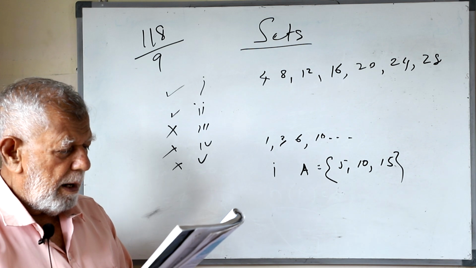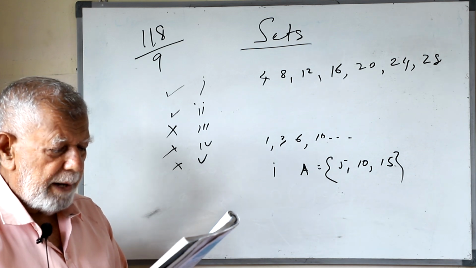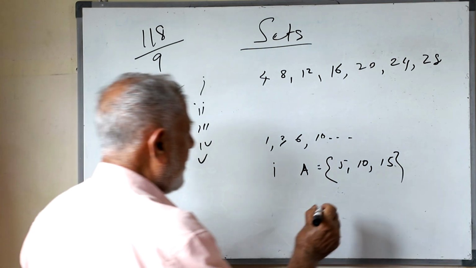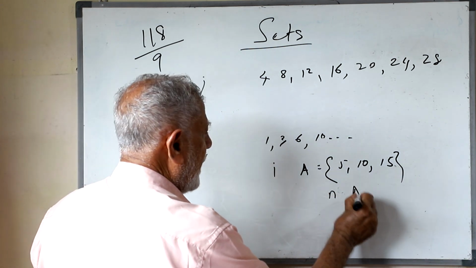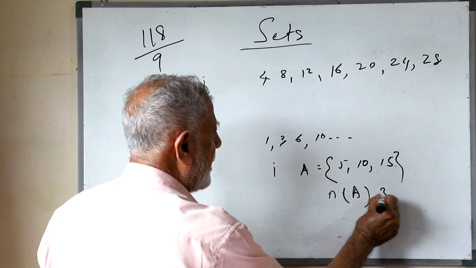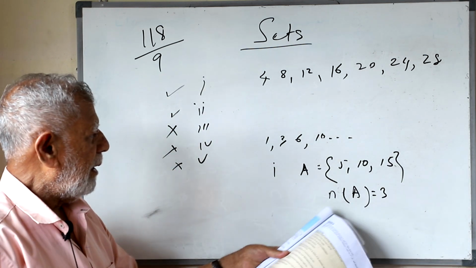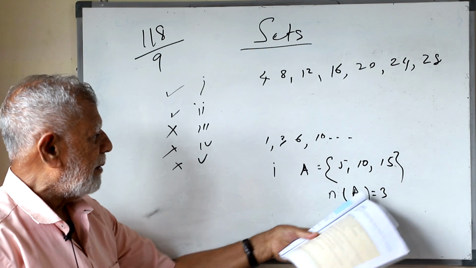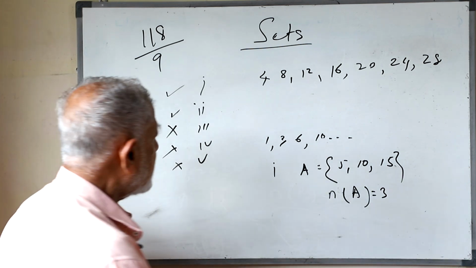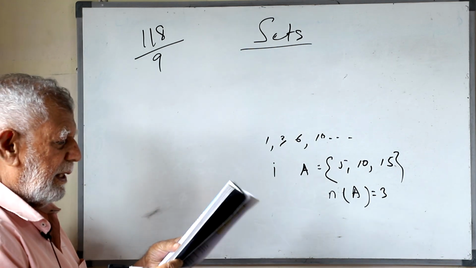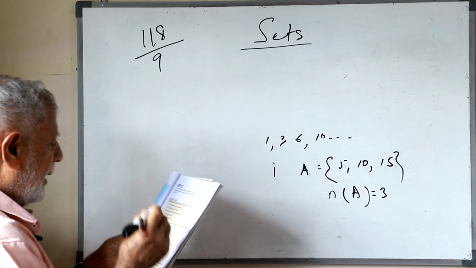And write the number of elements in each set. For the number of elements, we write n(A) is equal to 3. Now the number of elements in A is equal to 3. That is how we write the first one. Look at the second one: letters of the word reconciliation. That is B.